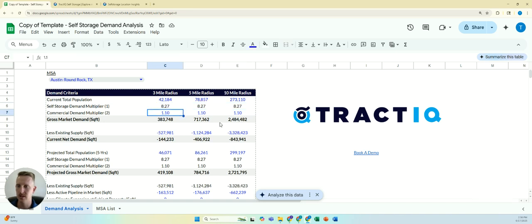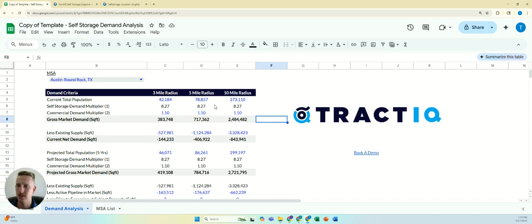We also want to consider demand from our commercial tenants and some small businesses, so we've added in a multiplier right here to account for that. If we multiply that all together, we get a gross market demand in square feet of 717,000. So in short, within 5 miles of our site, there is a need for self-storage in the amount of 717,000 square feet, which is great information to know, but it's only half of the equation.